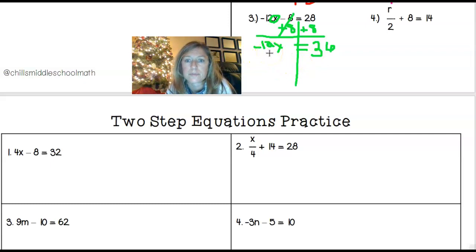Oh, let me make sure you understand this. This is negative 12 times y. It doesn't say y minus 12. It doesn't say I'm subtracting. This is just a negative 12 times y. So I need to divide both sides by negative 12.